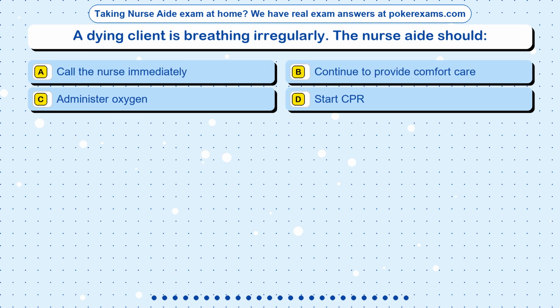Question 22. A dying client is breathing irregularly. The nurse aide should: Option A. Call the nurse immediately. Option B. Continue to provide comfort care. Option C. Administer oxygen. Option D. Start CPR.